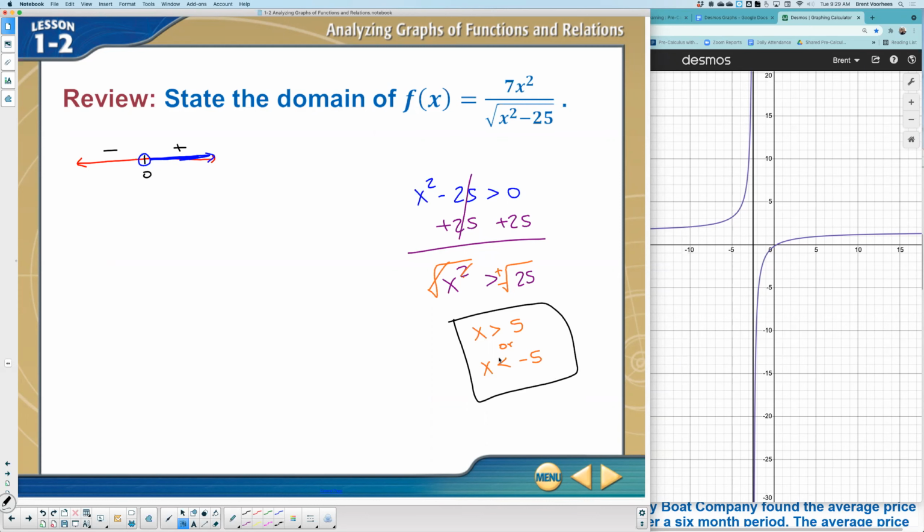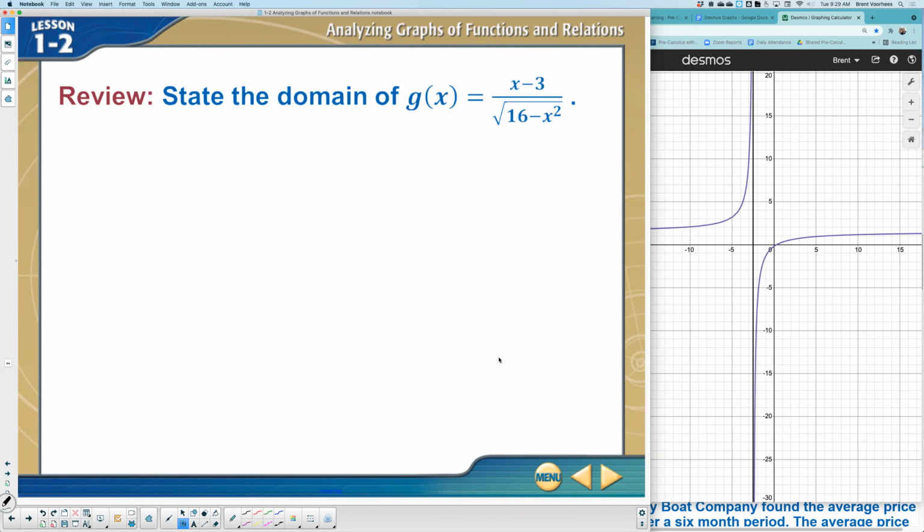I'm not going to graph it. We're just going to move on. So last problem, and you're about to see how they get put together. Last review, and we're going. Here's my number line.